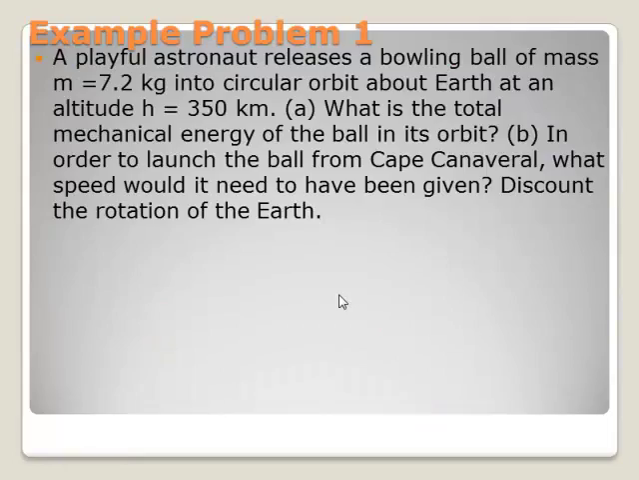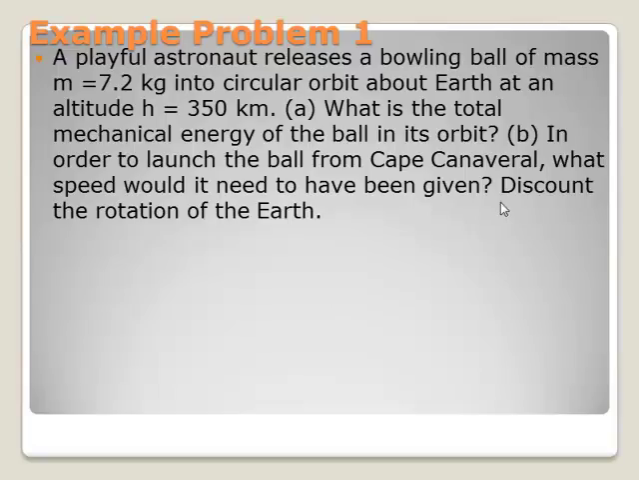Let's do an example problem. A playful astronaut releases a bowling ball of mass m equals 7.2 kilograms into circular orbit about Earth at an altitude h equals 350 kilometers. What is the total mechanical energy of the ball in its orbit? And in order to launch the ball from Cape Canaveral, what speed would it need to have been given? Discount the rotation of the Earth.